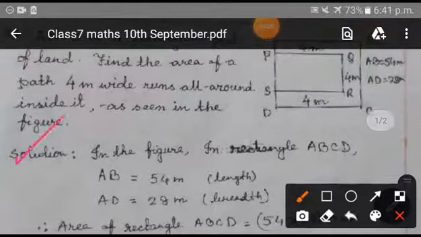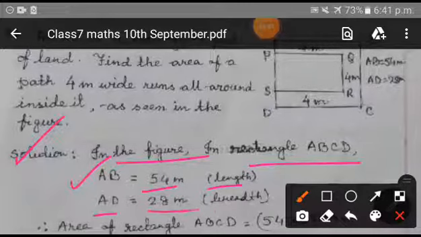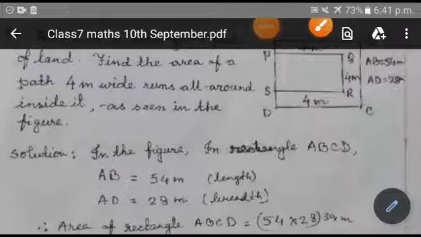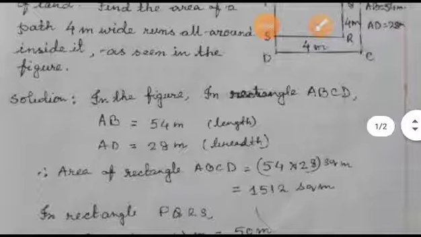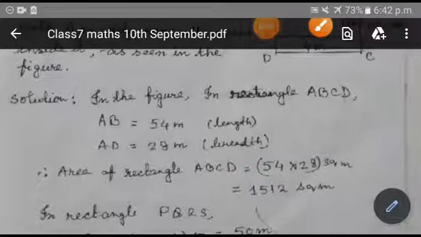Here the solution is given. In the given figure, rectangle ABCD, you have AB is 54 meter, that is the length, and AD is 28 meter, which is the breadth. So when length and breadth are given, you know by this time how to calculate the area of rectangle, that is length into breadth. So you are multiplying 54 meter into 28 meter, which is 1512 square meter. So this is the area of rectangle ABCD. Now you will calculate the area of rectangle PQRS.